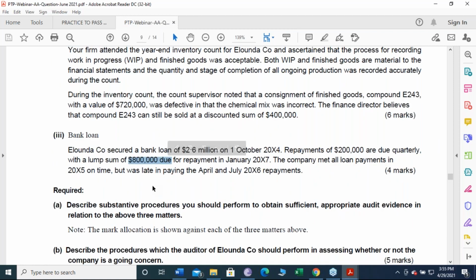So this needs to be recognized as a current liability. The company met all loan payments in 2015 on time, but was late in paying the April and July 2016 payments. So I would like to review the correspondence between my client and the bank in order to verify if there are any late payment penalties which have been levied, and maybe the client has to recognize them. Maybe the client has to charge that expense in the profit or loss account, because those late payments could carry certain penalties or something.